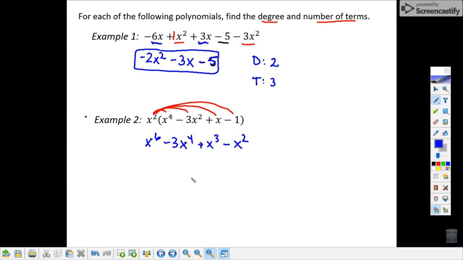So at this point, we just need to make sure that all the exponents are in order from highest to lowest, so they are. So we need to figure out our degree, which I'm indicating with just the d. Degree is the highest exponent, so that's 6. So degree is 6. And the number of terms, we have 1, 2, 3, 4 terms. And we would be done.